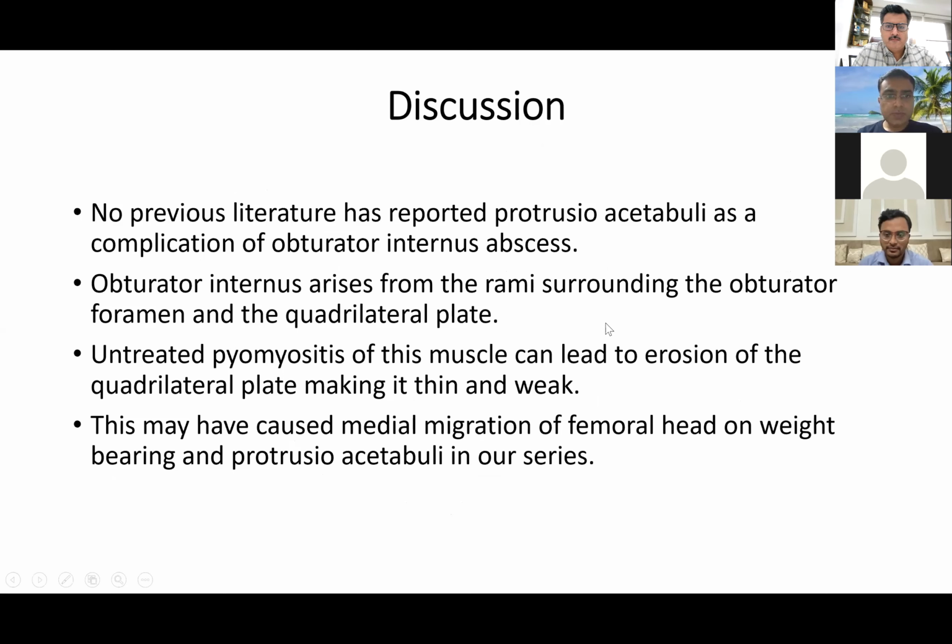Till date, there was no literature which reported protrusio acetabuli as a complication of obturator internus abscess. As we know, obturator internus arises from the rami surrounding the obturator foramen and the quadrilateral plate, and untreated pyomyositis of this muscle can lead to erosion of the quadrilateral plate, making it thin and weak, and this may have caused medial migration of the femoral head on weight bearing and protrusio acetabuli in our series.